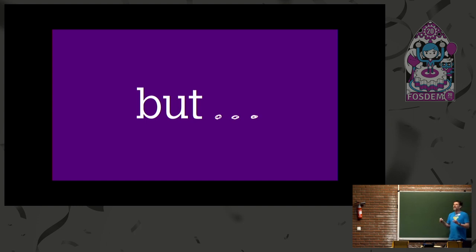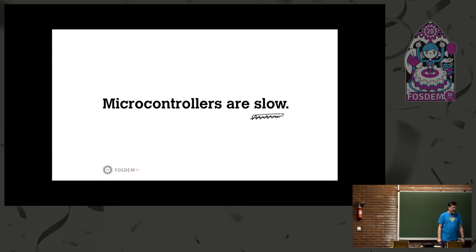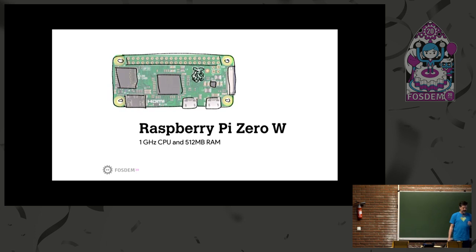Now, that is all fine and well. But microcontrollers are slow. They are really slow. And when I say slow, that really does not even convey the idea of how slow they actually are. So take, for example, the Raspberry Pi. This is the 0W. This is not a microcontroller. This is a computer. And it runs Linux and Node.js and can run a browser like Chrome or Firefox.